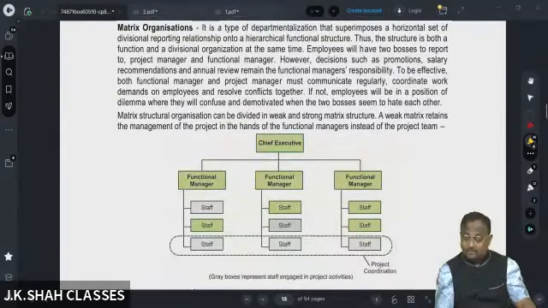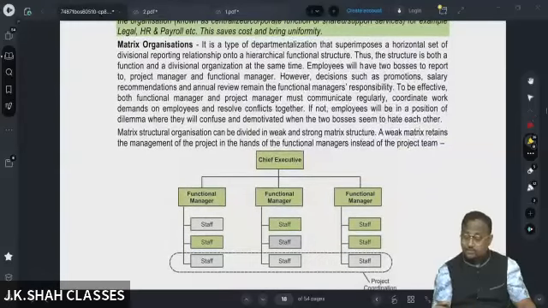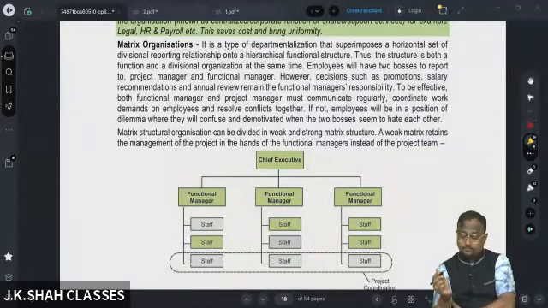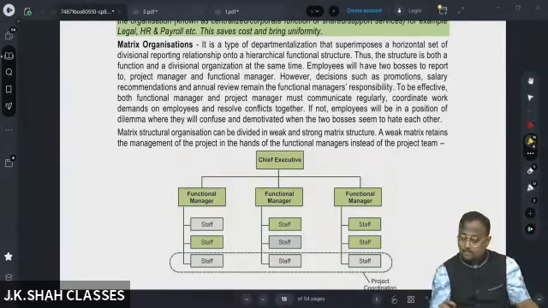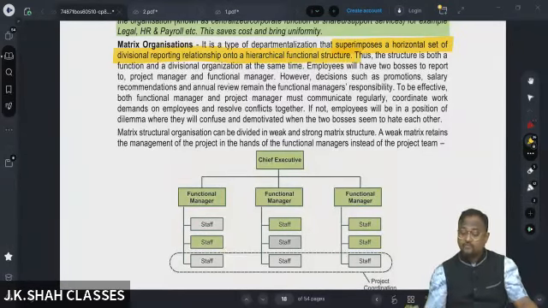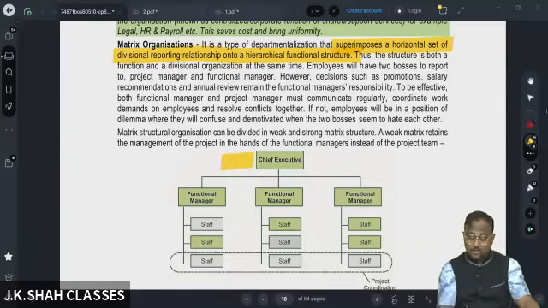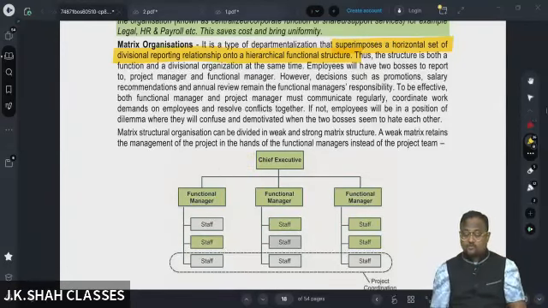Then you have a matrix organization. Matrix organization means it superimposes a horizontal set of divisional reporting relationship onto a hierarchical functional structure. So it has both. It has characteristics of both. Like for example, if you see here, chief executive has got 3 parts.